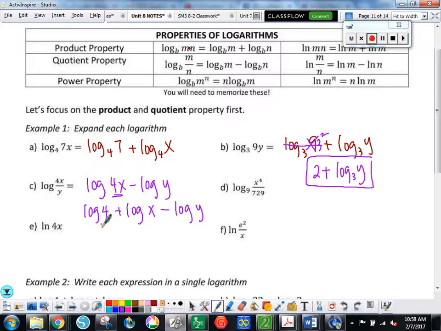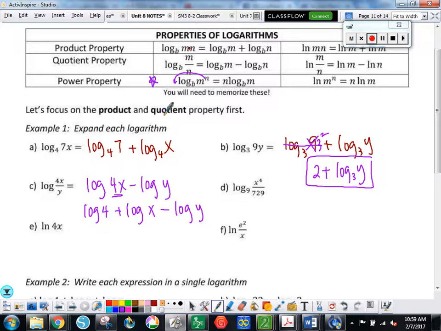Now what about the power property? The power property says that for log base b of m raised to the nth power, this n can come out in front. We'll use that a lot, actually. A lot. It's probably the most important one, actually. We can bring that variable in front, so it's n times the log base b of m.